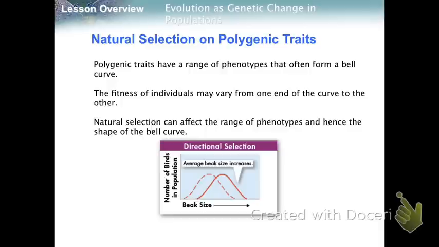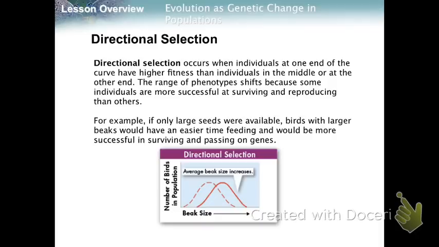Polygenic traits, we have the bell curve back, like we talked about at the end of the last section. The fitness might vary from one end of the curve to the other. So natural selection can affect that bell curve. I'm going to throw you some terms here. Directional selection is the first type of selection. Individuals at one end have higher fitness than individuals at the other, so we see a shift in one direction. We're going to see an example of this in a couple of sections.